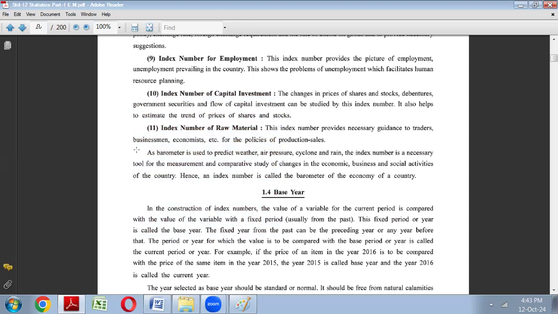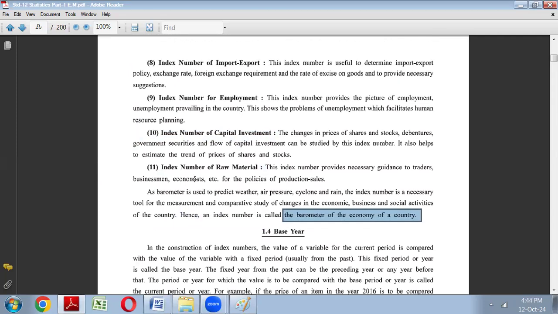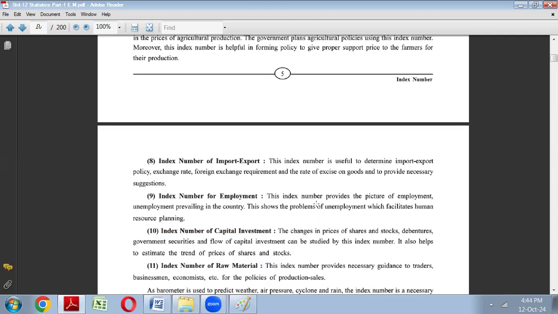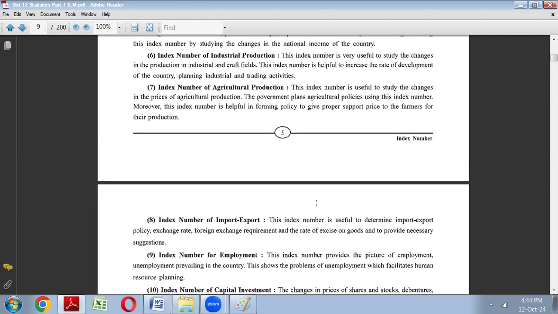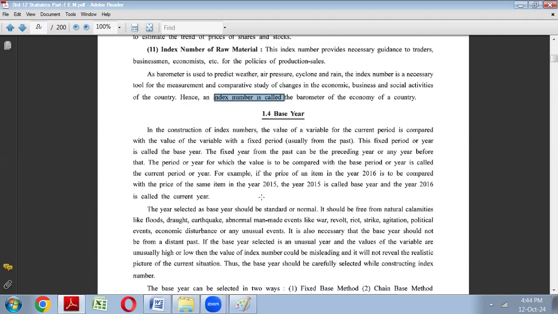Right. Like a barometer is used to predict weather conditions, air pressure in the atmosphere, similarly, index number is a tool which can study the change happening in the economic situation, business situation of the country. So index number is called the barometer of the economy of the country. Okay. So if a twisted question is asked like that, explain that index number is called the barometer of the economy of a country in the theory portion. So you have to write down these important uses of index number, right?